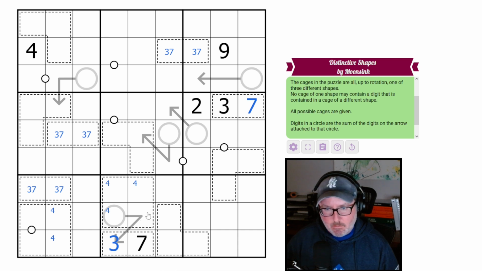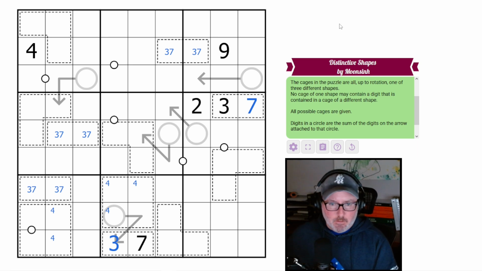How do we continue to look at that then? We know we have a set of consecutive digits in this 4 cell cage. What does that do for us? Does it do anything?